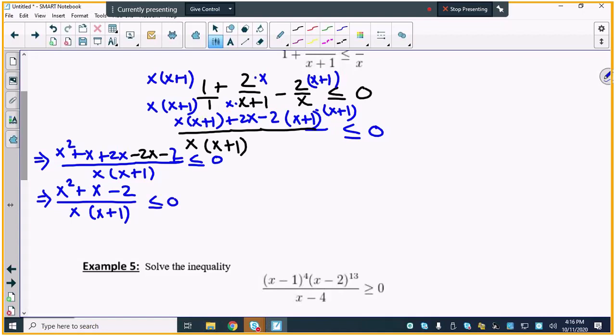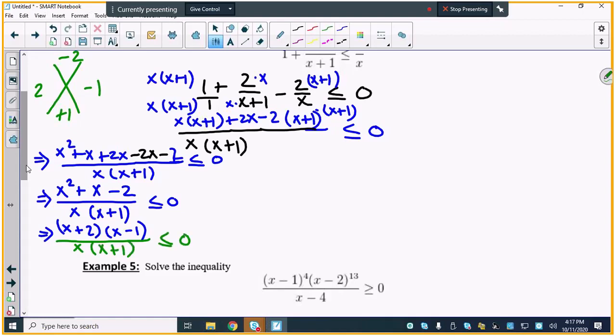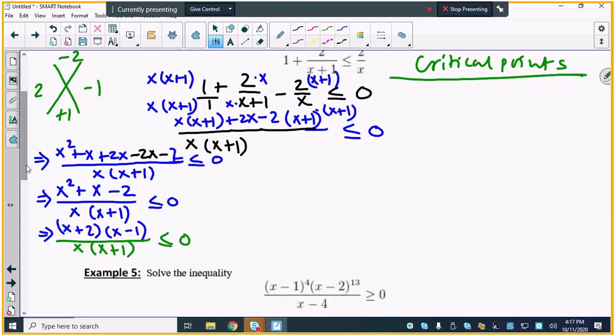Okay, so the factors on the top are x plus 2 times x minus 1, because you needed two numbers that multiply to negative 2 and add to positive 1. So multiplies to negative 2, adds to positive 1 are 2 and negative 1. That's how I got my factors. The bottom is x times x plus 1. So now we are ready to write the critical points. And if you see, there are 4 of them. Negative 2, positive 1, 0, and negative 1.